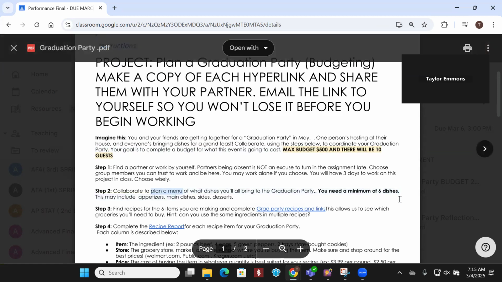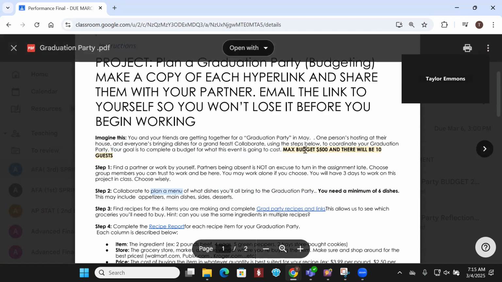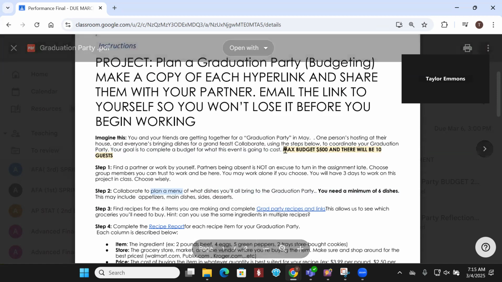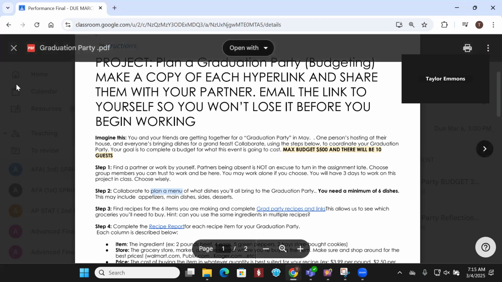You have to have at least 6 dishes. If you want to do more, that's totally fine. Okay, but 6 dishes. And don't make it like, hey, everybody gets a vegetable tray. Like, don't do that. Okay, do something that's a little bit more elaborate. Okay, you've got $500 to spend.